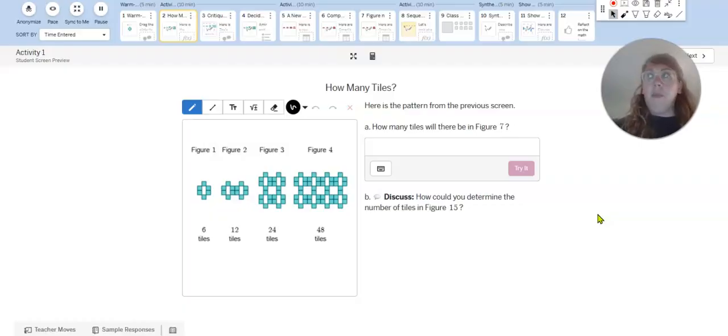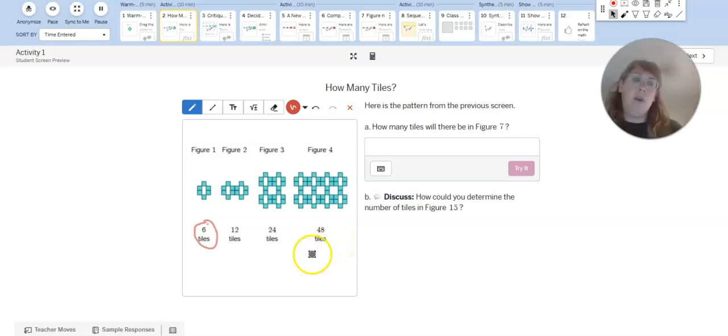Here is the pattern from the previous screen. How many tiles will there be in figure 7? So let's take a look at how many tiles we have in these figures. We have 6, and then we're going to 12, 24, and then 48.